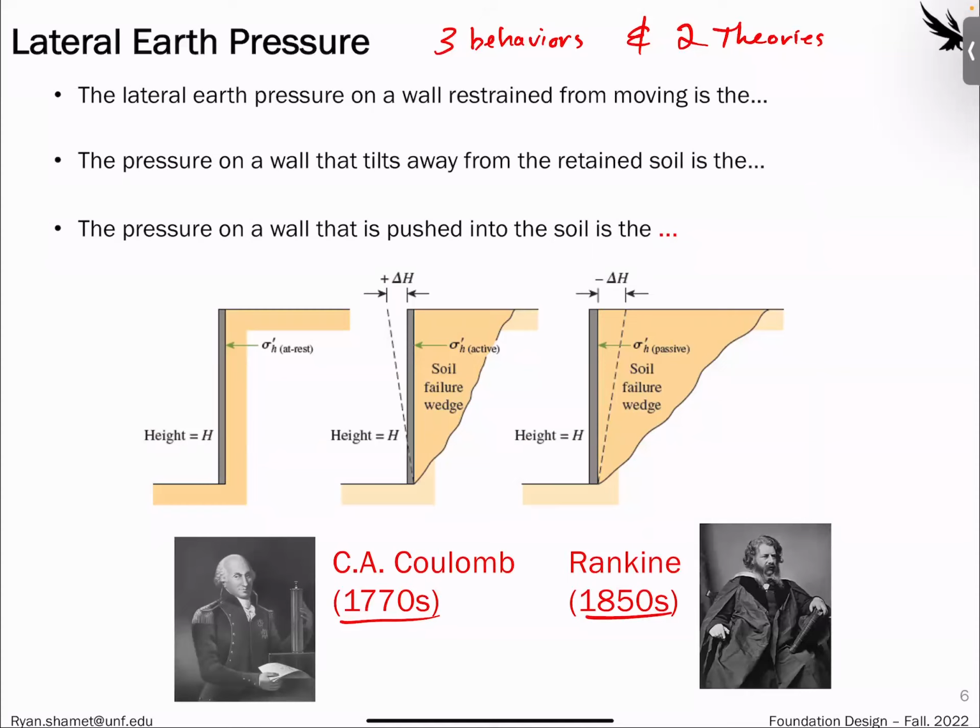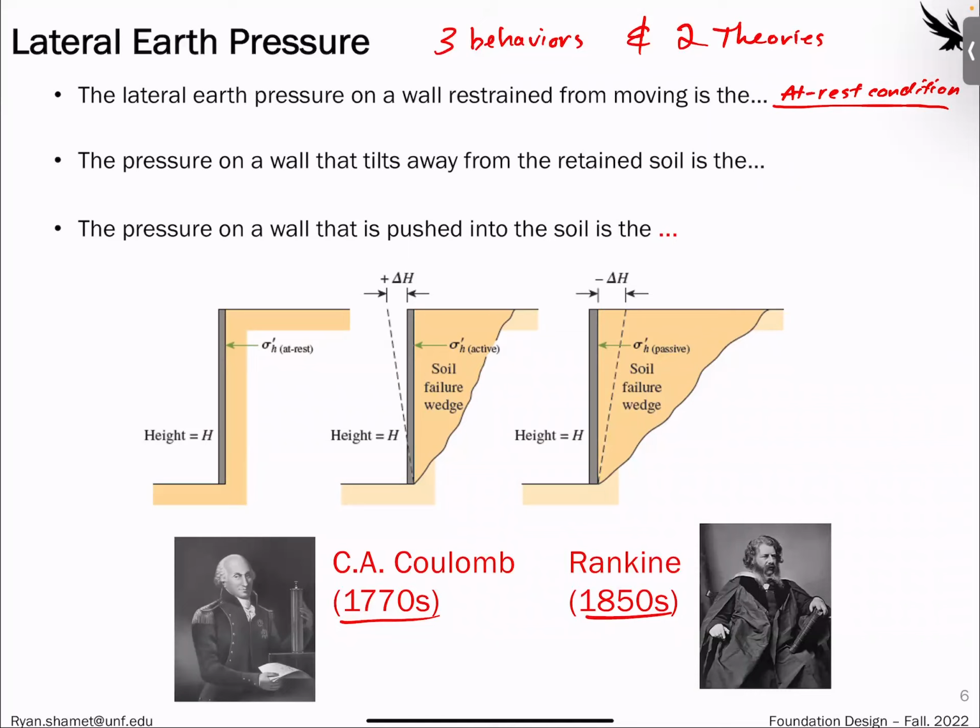Now the 3 types of behavior are at-rest conditions, active conditions, and passive conditions. So the lateral earth pressure on a wall restraining from moving. If the wall is just standing still, there's no moving, everything is static, then what we call is the at-rest condition. This is when the soil is hanging out, there's nothing moving at all, at rest.